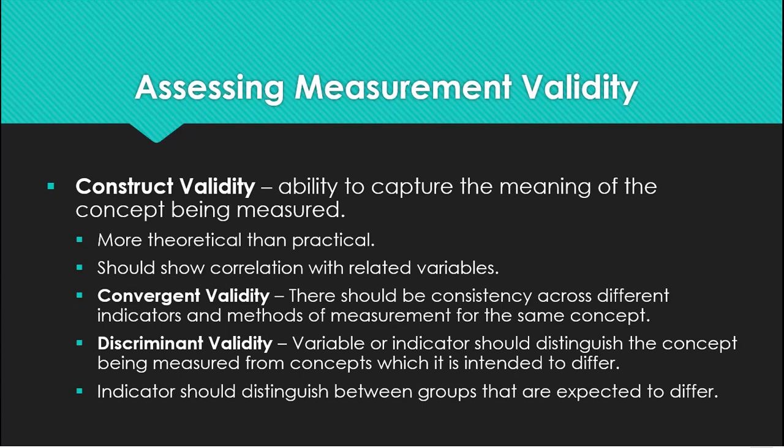In contrast, we have discriminant validity. This is where I have 2 concepts I want to measure, let's say depression and anxiety, and if I've correctly measured those, then I should be able to use my indicators to distinguish that yes, these people have anxiety, these people have depression, these people have neither, these people have both. If I can't distinguish between depression and anxiety using my indicators, then maybe I'm confusing depression and anxiety. I'm not actually measuring depression and anxiety, but something else that it relates to both. So in this case, with discriminant validity, my indicator should distinguish between groups that I expect to differ.